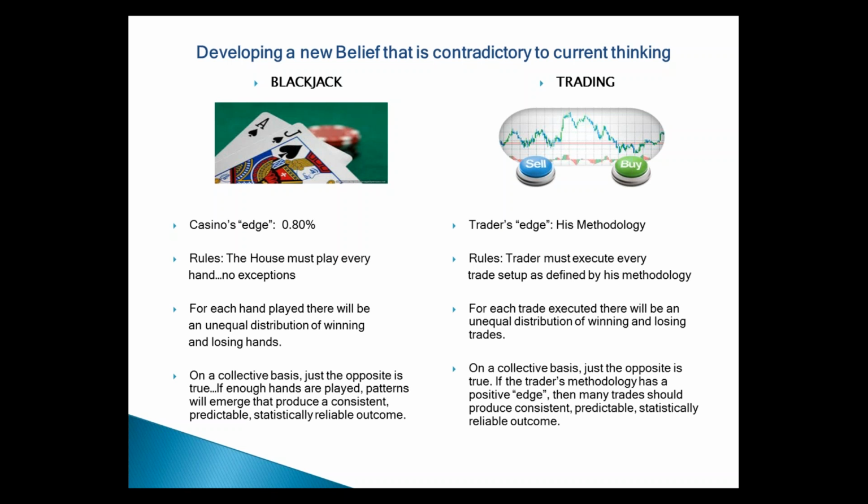All the planning as part of your methodology is set in place in advance, and then ultimately when the rubber meets the road, it's the trade. So let's take a look at what the casino's edge is on blackjack. It's approximately 0.8%, not very large, over a variety of styles of blackjack games. But look, the house has a rule. They must play every hand, no exceptions.